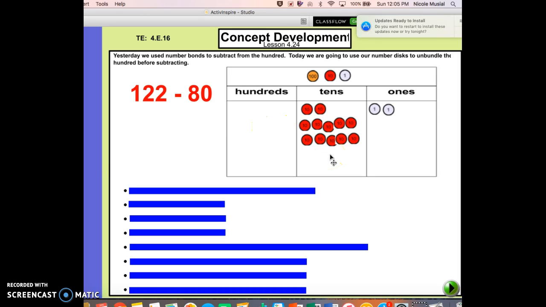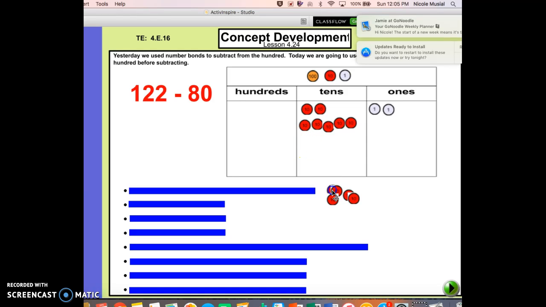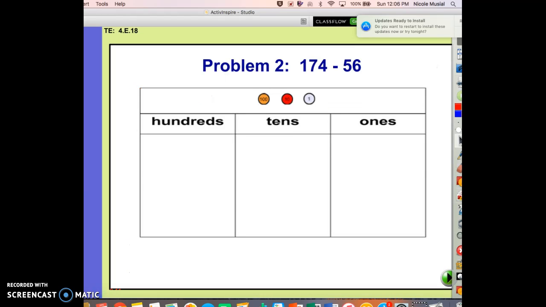But now can I take 80 away? I can. Let's do that and see what we get as our answer. 10, 20, 30, 40, 50, 60, 70, 80. Okay, what do we get? 42. Absolutely. Did you get 42 too? Good. All right, we're going to go and do some more.